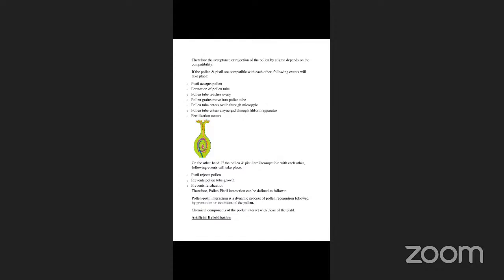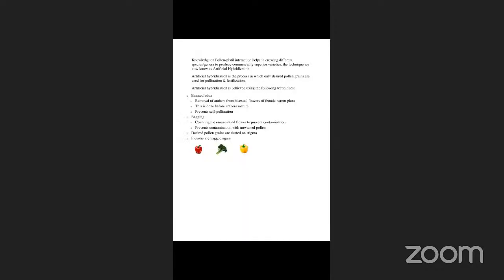Pollen tube having lipids, starch, protein, mitochondria, polysaccharides, RNA. All these are found in the pollen tube, especially in Lilium, which shows different cytoplasmic particles: lipids, starch, protein, mitochondria, polysaccharides, RNA. All these are pollen tube materials.